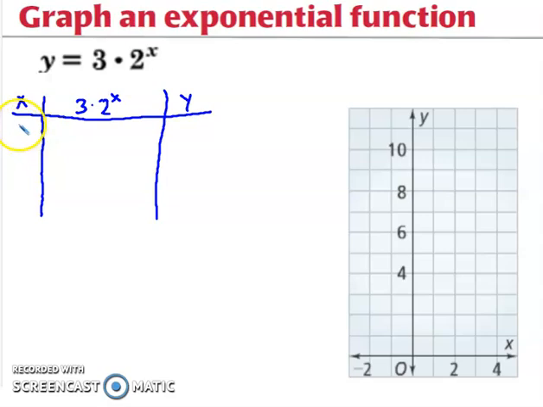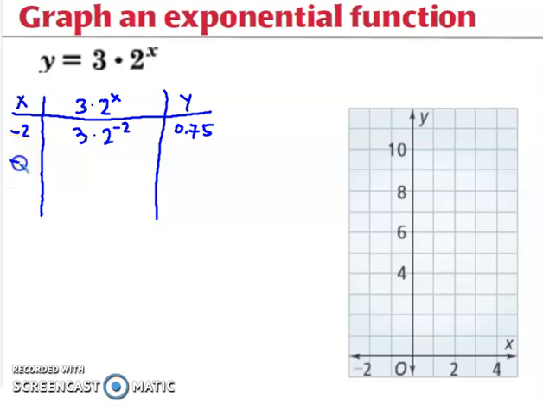So let's use -2 for x. So we say 3 times 2 to the -2. That is 3/4 or 0.75. So the y value is 0.75. So if the input is -2, the output is 0.75.